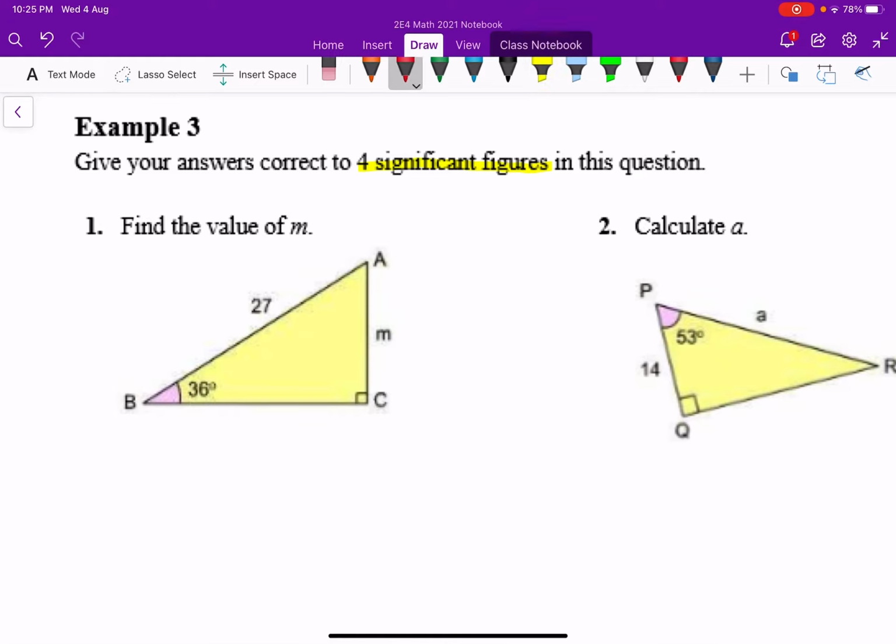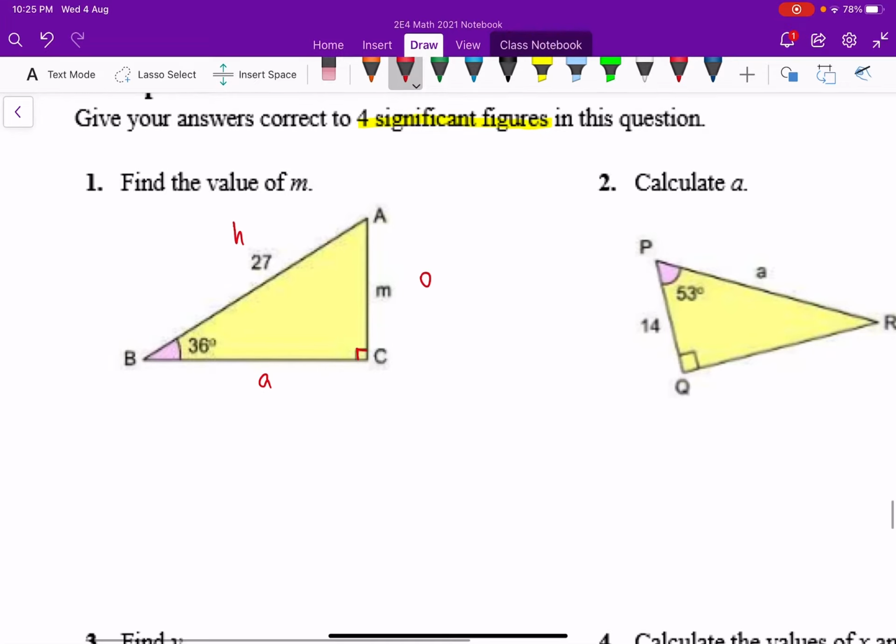You are given the angle 36. You know that this is 90 degrees here. So before we start, let's make it a good habit to always label the sides: hypotenuse, O, and your A over here. The angle opposite the reference angle will be your O. So we look at what we need. We need to make a decision because we need to choose between sine, cosine, and tangent.